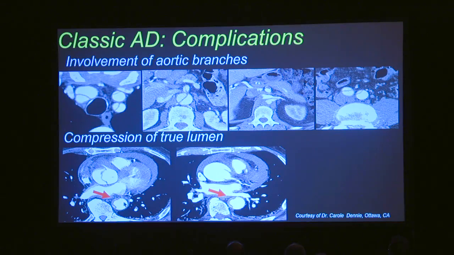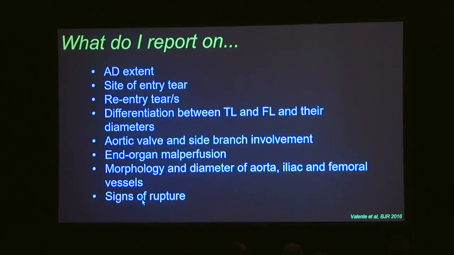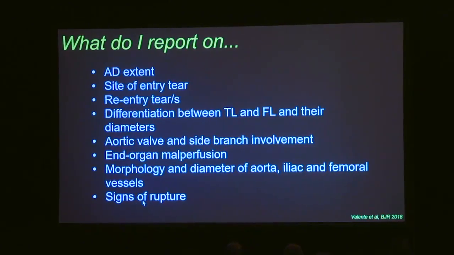This is just, again, an example of the increased size of the false lumen because of this constant systolic pressure. The false lumen may actually completely compress the true lumen, which would necessitate urgent fenestration of the intimal flap. So when I have a patient with a suspected dissection, what do I report on?